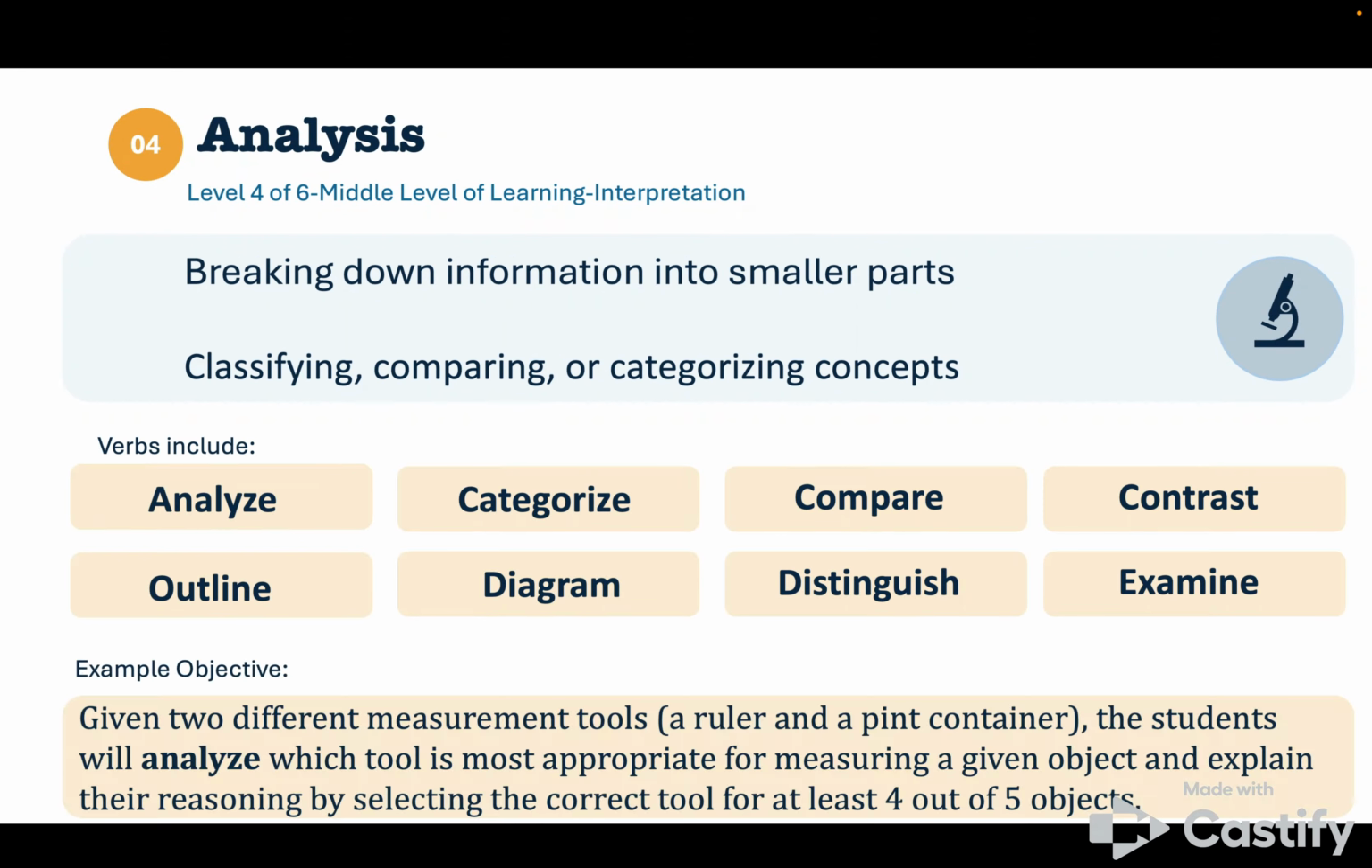Okay, let's look at the example. Given two different measurement tools, a ruler and a pint container, the students will analyze which tool is most appropriate for measuring a given object and explain their reasoning by selecting the correct tool for at least 4 out of 5 objects.